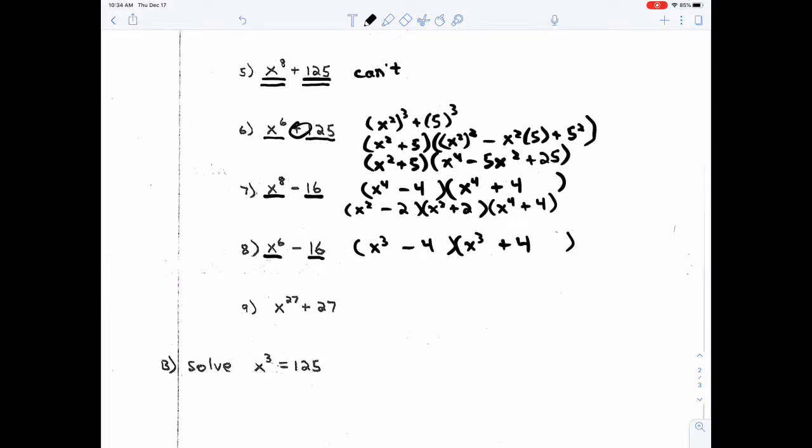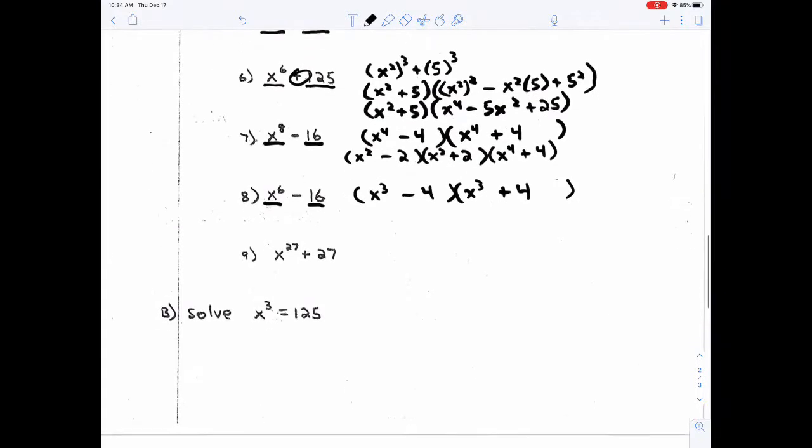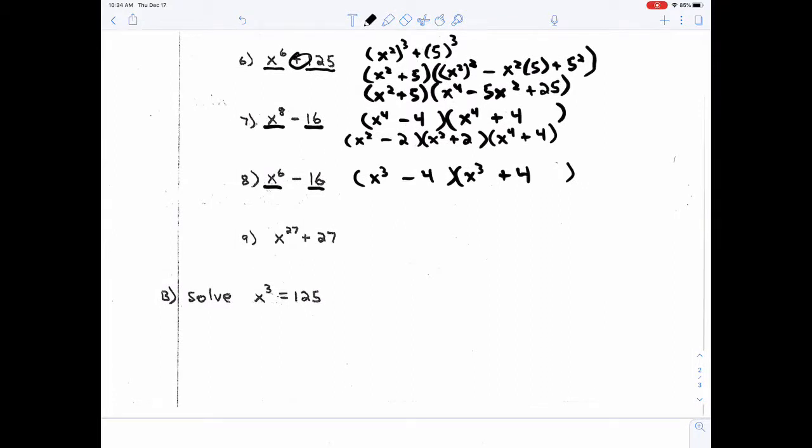Okay, the reason why I like number 9 is it makes you look at the difference between numbers and exponents. First of all, these are both cubes. So what cubed gives me x to the 27th? Think about it for a second. It's not x to the 3rd, it's x to the 9th, okay?